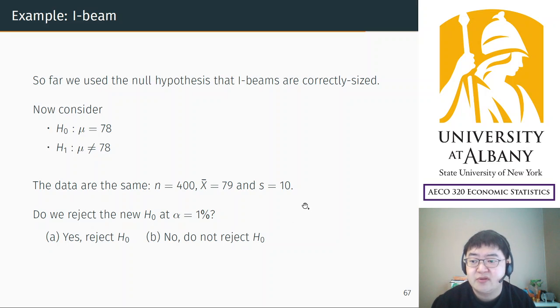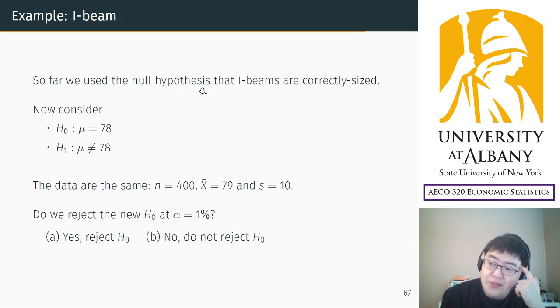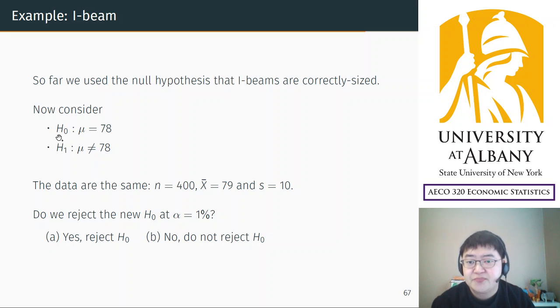Final numerical example here. So far, we used the null hypothesis that I-beams are correctly sized. But suppose that you believe that the manufacturer, the I-beam manufacturer, is making it a little bit smaller. So consider the null hypothesis that your belief is already 78 millimeters, which is smaller than 80 millimeters. And let's see what happens. The data are the same. I do not change the data at all. 400 observations, and the sample mean is 79, and the standard deviation is 10.